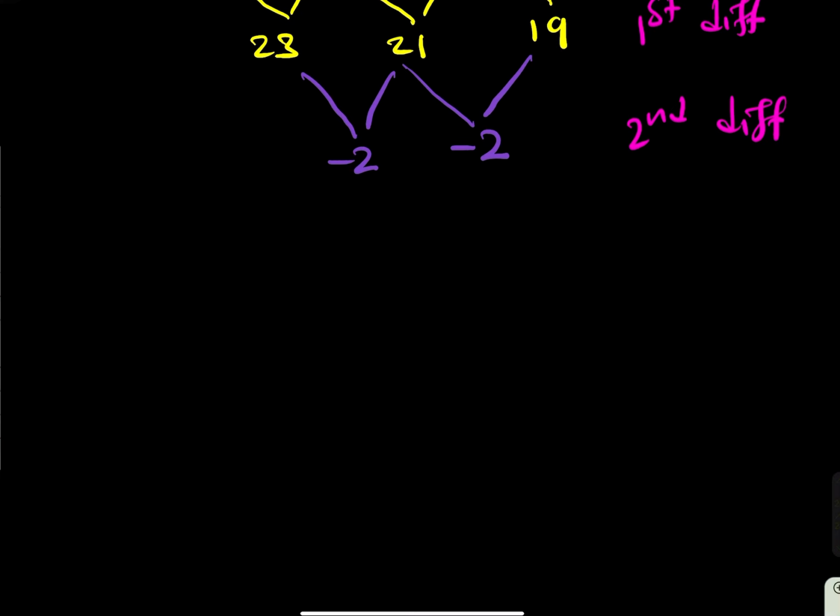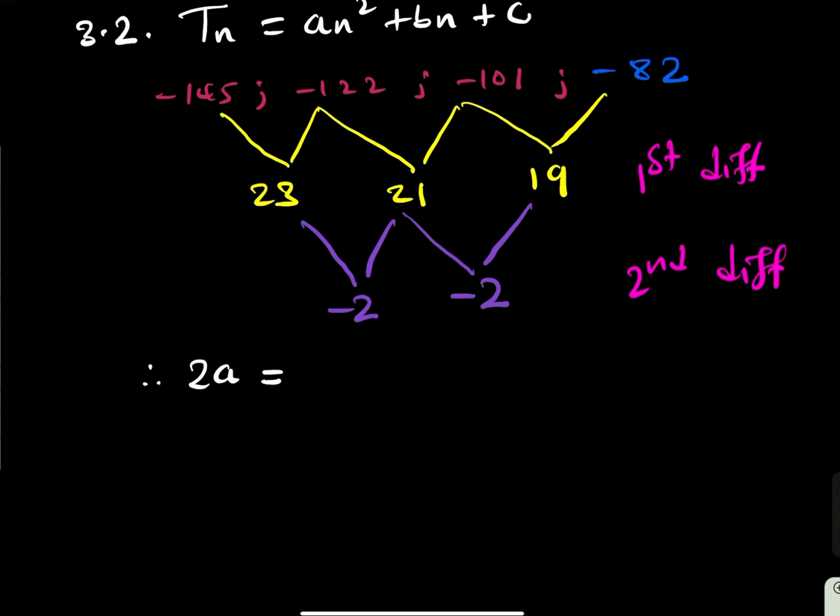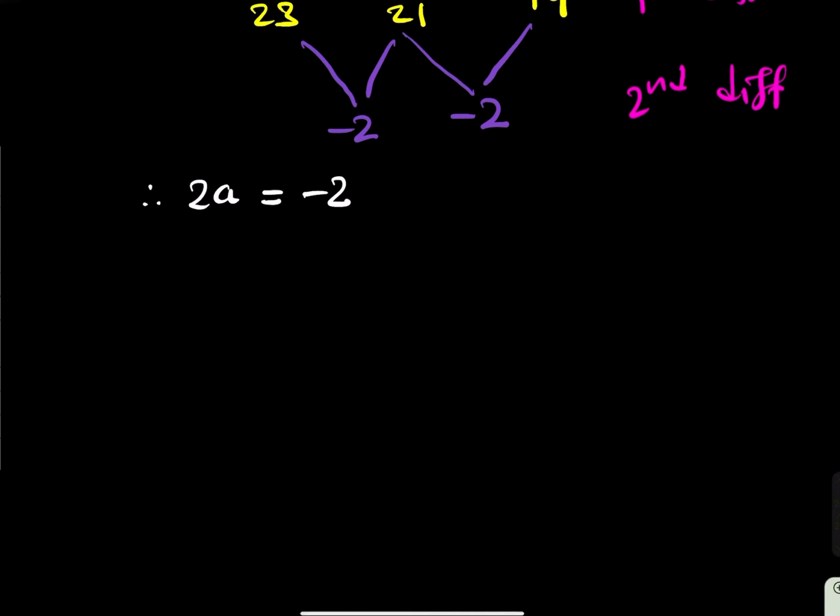Extremely easy, hey? You're going to say to yourself, 2A is equal to the second difference, which is negative 2. It should be the same with this value, by the way. So you get negative 2 there. It means that the value of A is going to be negative 1 if you divide throughout by positive 2.